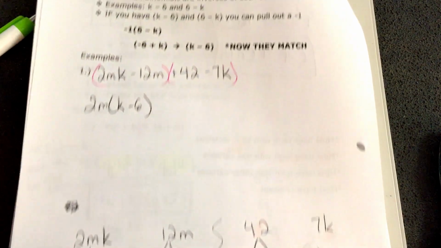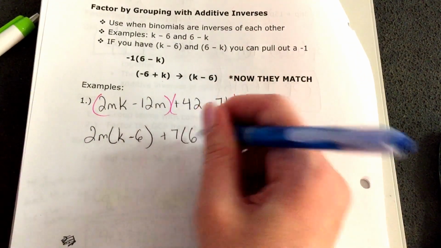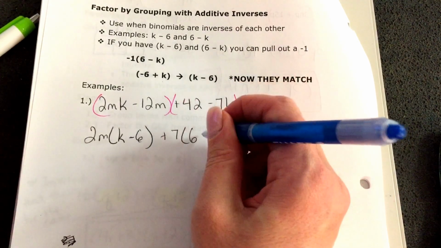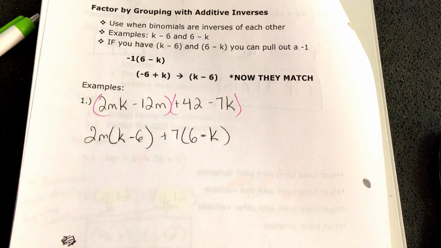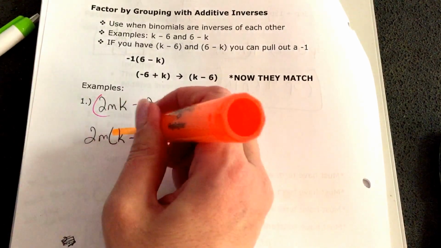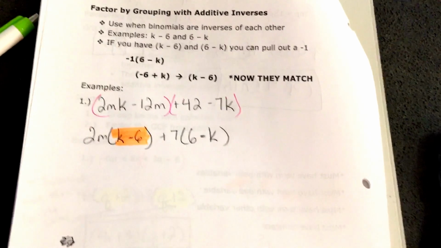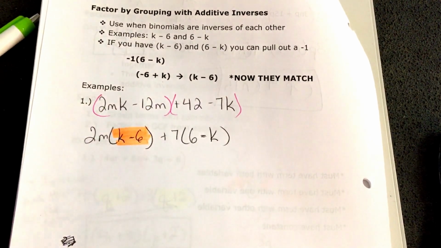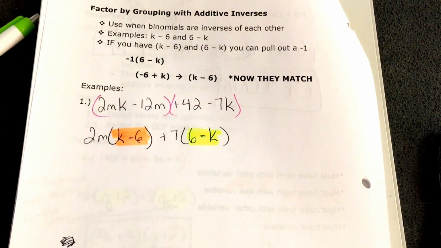So let's go up here and pull out our 7. So plus 7. That leaves me with 6. If you pull out a 7 from this, that leaves me with a negative k. Now, do you see how we have k minus 6 here, but we have 6 minus k here? We want to make the second one match the first one, so what am I going to do?